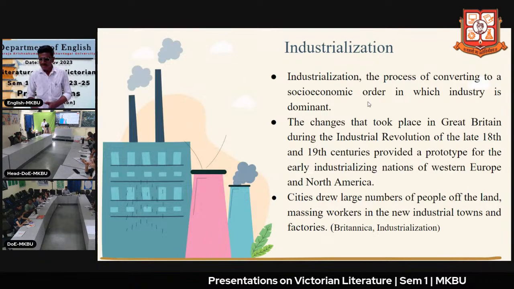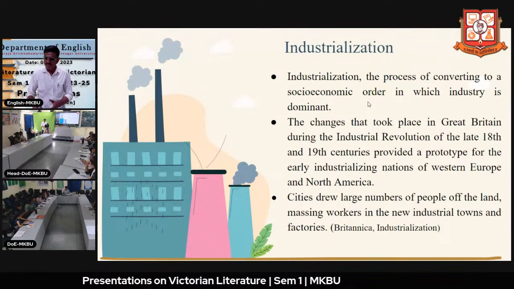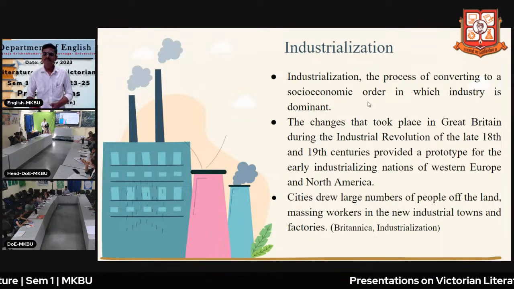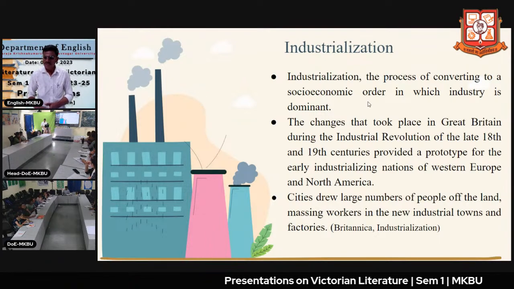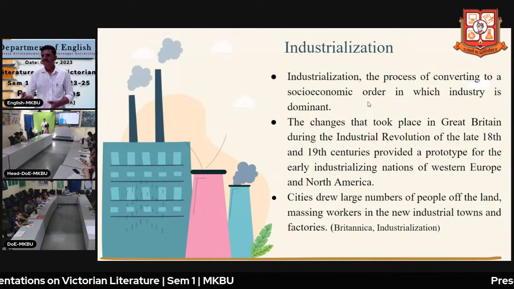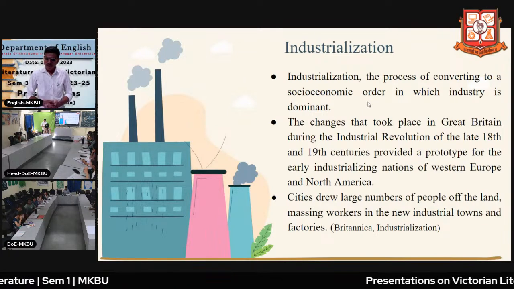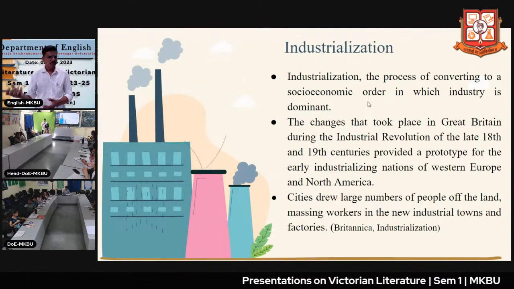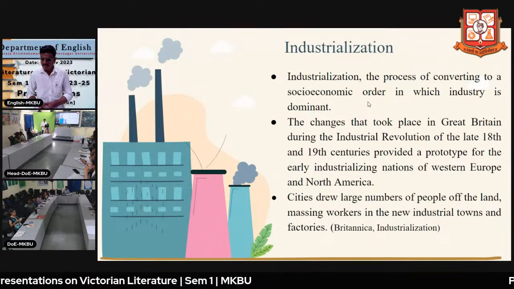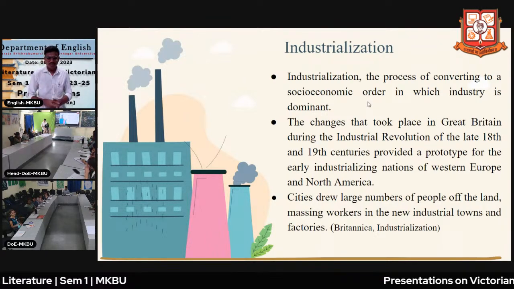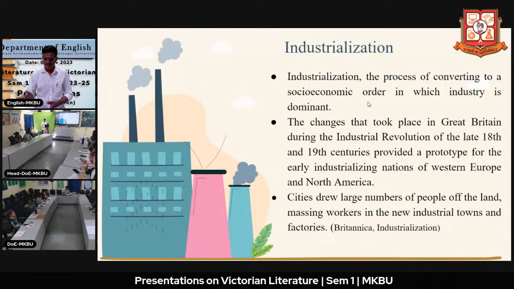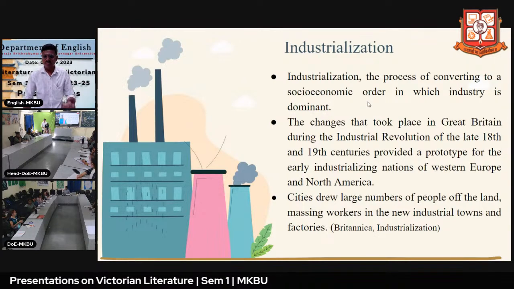The challenges that took place in Great Britain have a history behind them. The Industrial Revolution in the late 18th and 19th century provided the prototype for the early industrializing nations of Western Europe and North America. So these are the major countries where industrialization took place first. Cities drew large numbers of people from the land. Lots of people came to work in the factories, massing workers in the new industrial towns and factories. So new people were coming into the cities for jobs. This information is taken from Britannica.